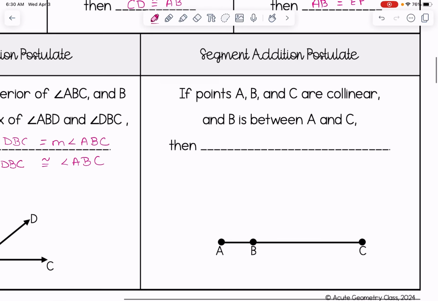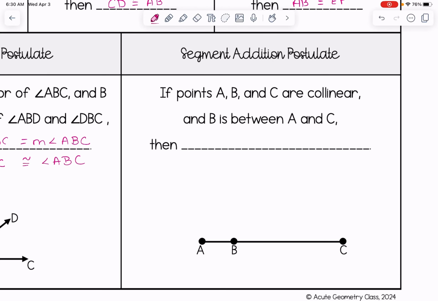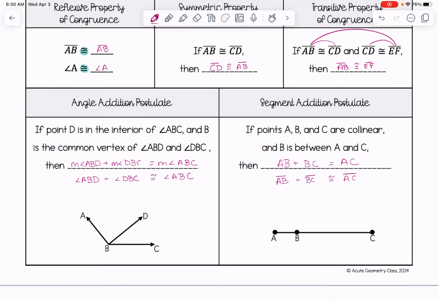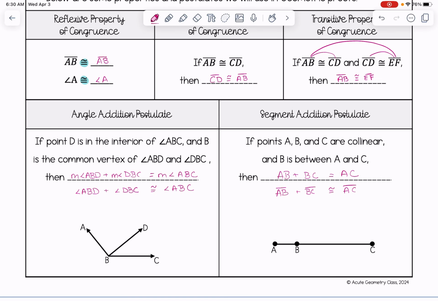Now, the segment addition postulate is very similar, except we're dealing with line segments. So if points A, B, and C are collinear, that means they share the same line, and B is between A and C, then AB plus BC is equal to AC. Or if we're looking at this in terms of congruence, we could say that segment AB plus segment BC is congruent to segment AC. Okay, so those are our five properties and postulates that we'll be using in some proofs today.